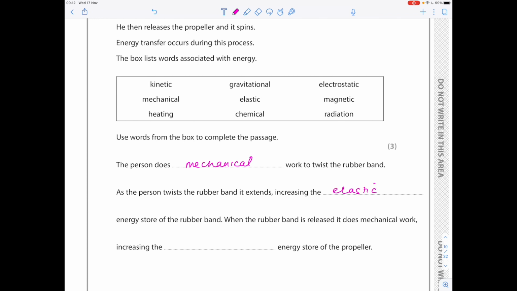When the rubber band is released, it does mechanical work, increasing the something energy store of the propeller. You've got two options here, either kinetic or gravitational. Remember, kinetic is all to do with movement. Gravitational is just because it's at height.